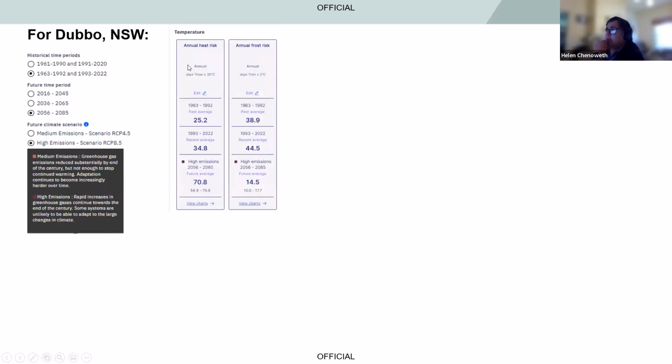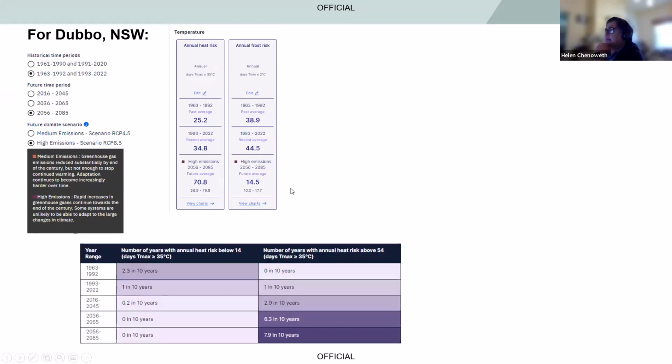This is some information that's come from the model looking at annual heat risk for Dubbo, New South Wales. The historical data was 25, and they've got definitions of all the heat risk terminology. But looking at high emissions in the scenarios we've asked for here, that's going to be almost doubling, if not tripling, for the annual heat risk data. In the frost information with Dubbo, you've got past data of about 38, 39 days. And with this high emission, cutting that right back by virtually half to 14.5 days. Lots of information there that will come out as well in that area.